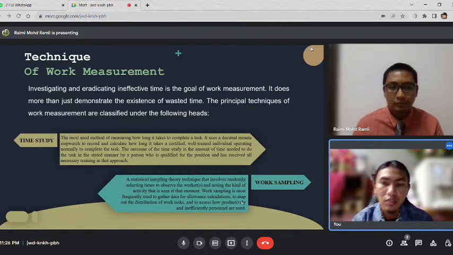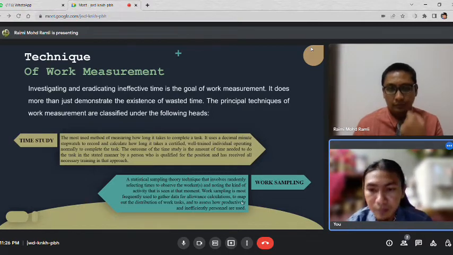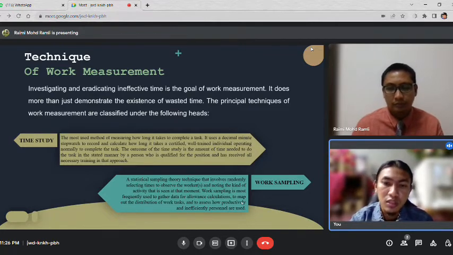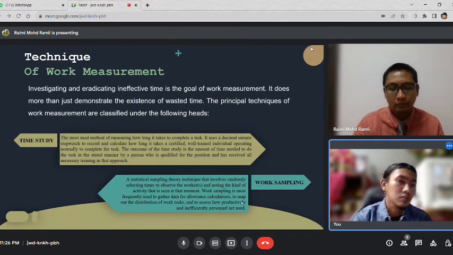Work sampling. A statistical sampling theory technique that involves randomly selecting times to observe the workers and noting the kind of activity that is seen at the moment. Work sampling is most frequently used to gather data for allowance calculating, to map out the distribution of work tasks, and to assess how productively personnel are used. Next.